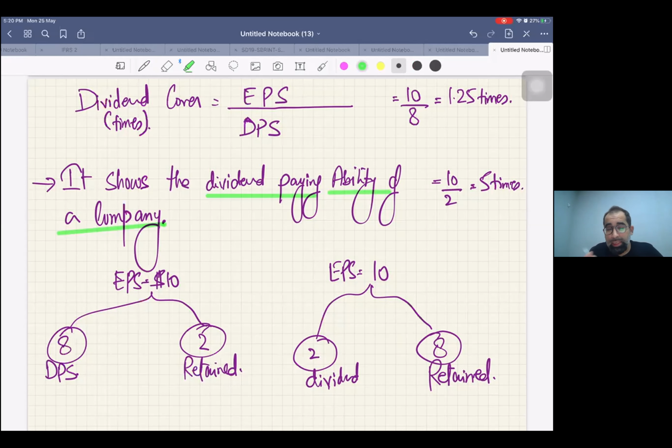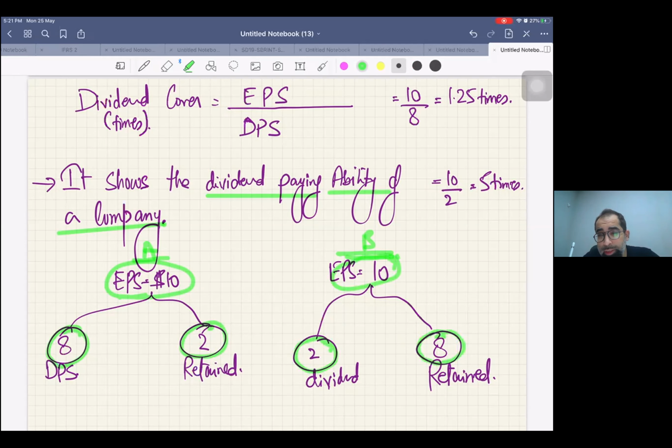Now, giving you two companies, this is company A and this is company B, two companies in front of you. Look at the screen. The first company's EPS is $10, and out of this $10, the company is distributing $8, right? And the company is retaining $2 per share. And the second company's EPS is $10, and out of this $10, the company is just giving $2 dividend and $8 retained.